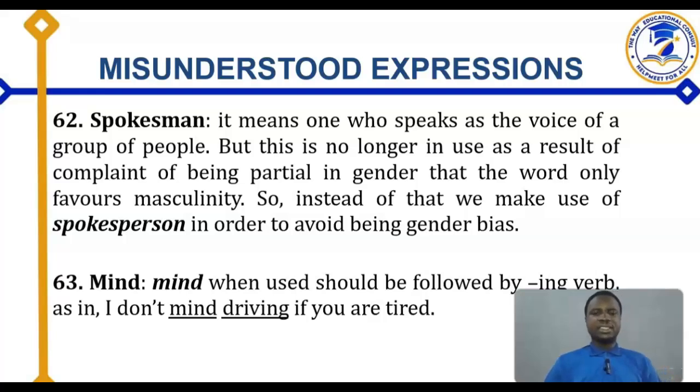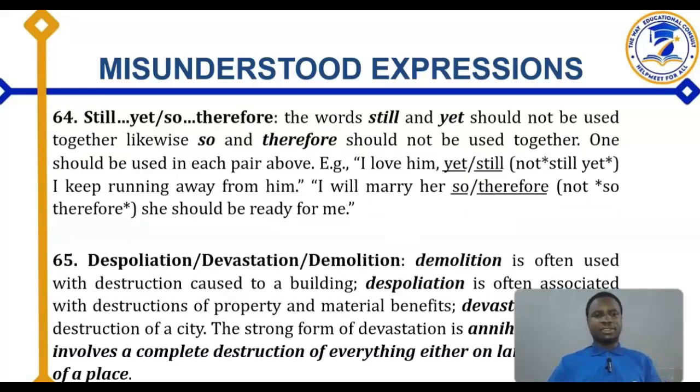Number 63 is on mind. When you use mind, it should be followed by a verb with ing. I don't mind driving if you are tired. I don't mind teaching you private class. I don't mind being employed in your organization. So that is about mind: after mind, you have the ing form that follows.